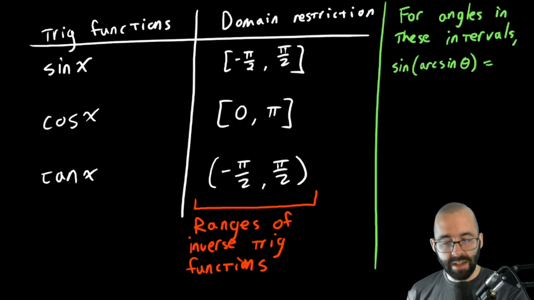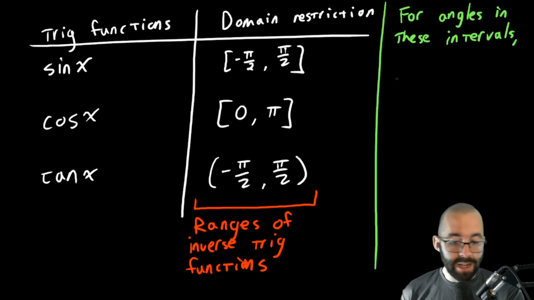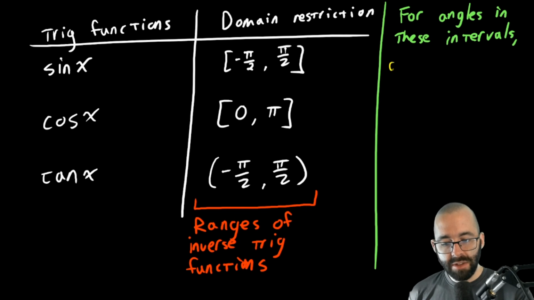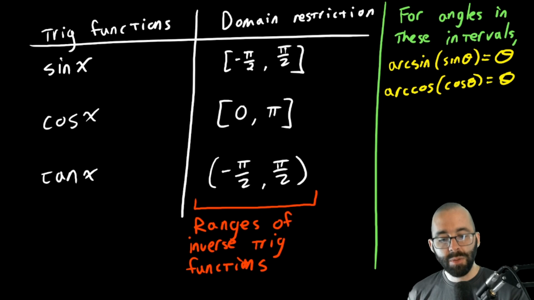Or wait, hold on. This doesn't make any sense. Arc sine doesn't take in theta. I need to switch this around. Sorry about that. Remember, regular trig functions take in angles. Inverse trig functions take in ratios. So what we're going to have to say is arc sine of sine of theta, they'll cancel out perfectly. Arc cosine of cosine of theta is going to cancel perfectly. Arc tangent of tangent of theta is going to cancel perfectly.